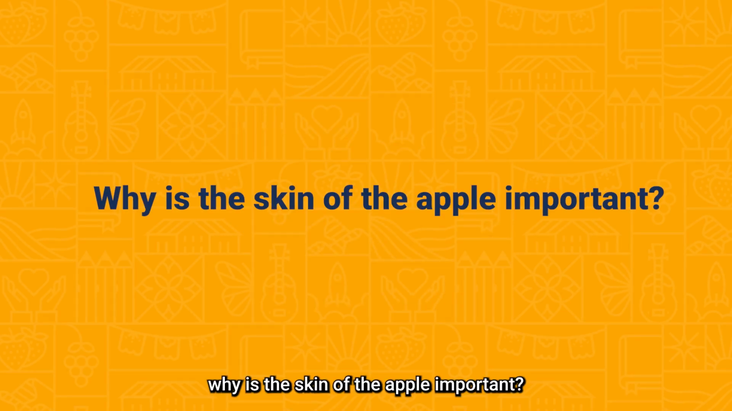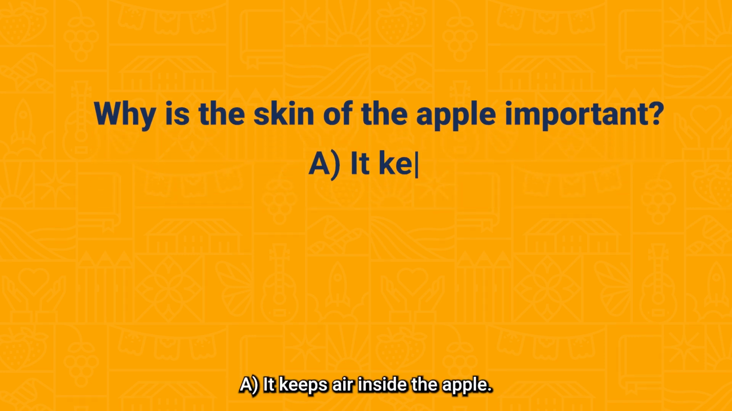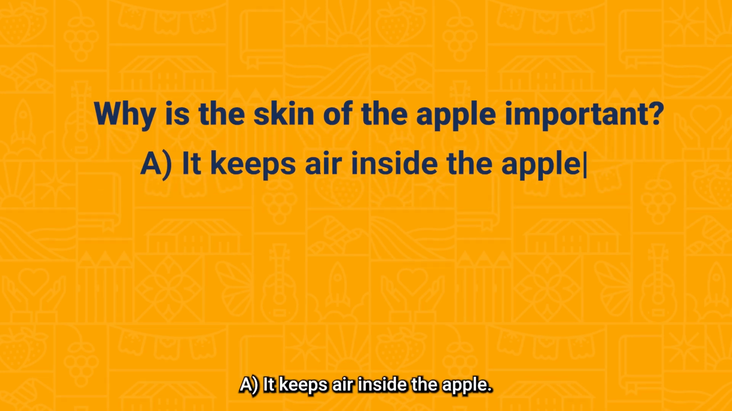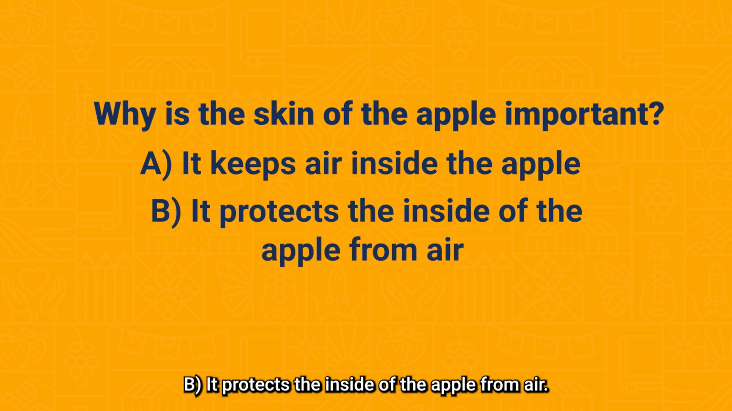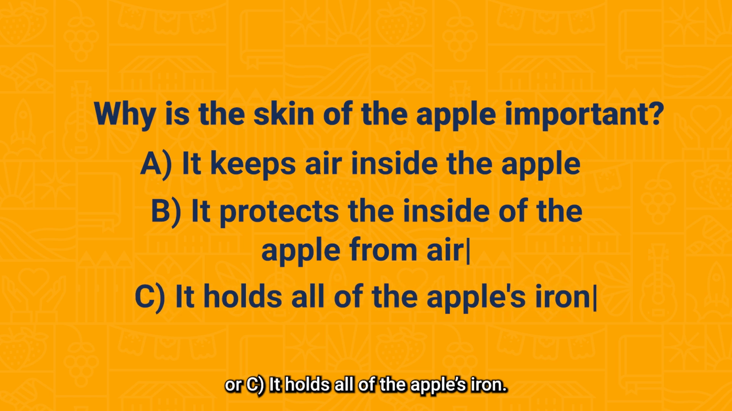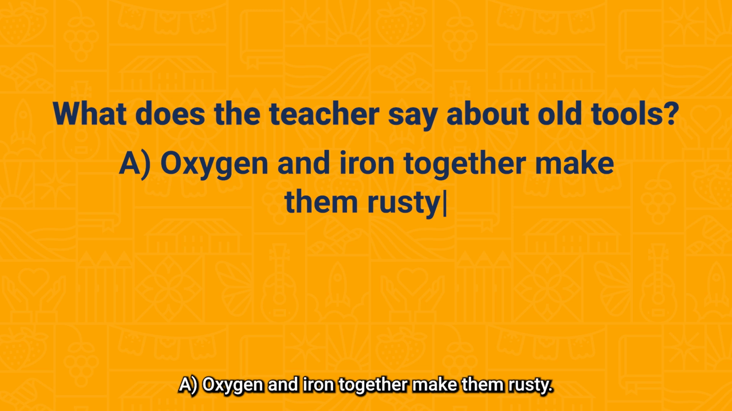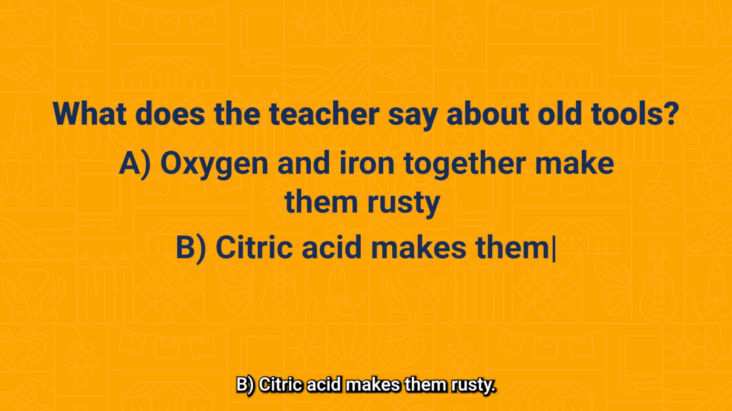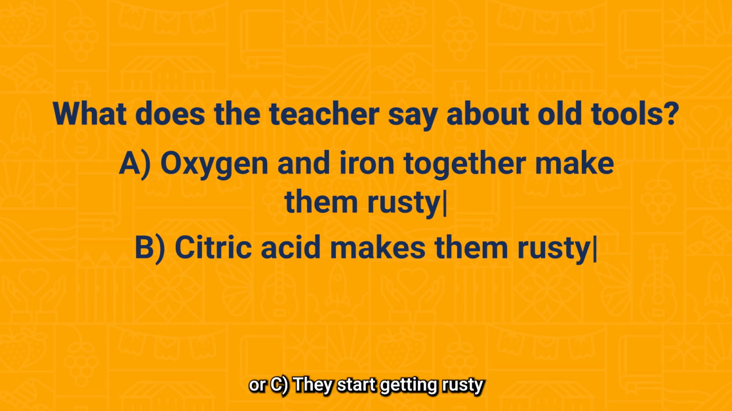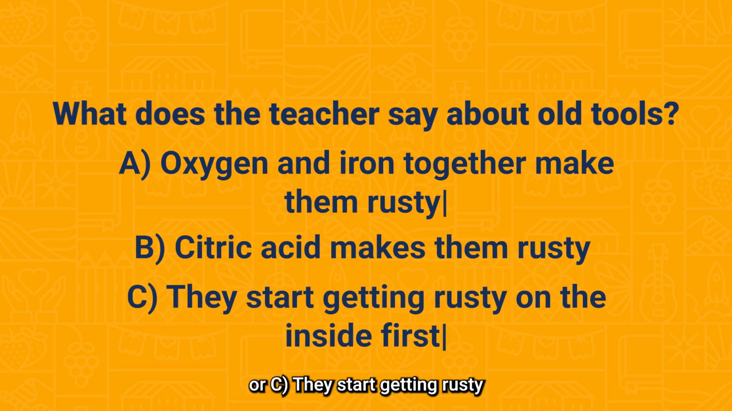Question 3. Why is the skin of the apple important? A. It keeps air inside the apple. B. It protects the inside of the apple from air. Or C. It holds all of the apple's iron. Question 4. What does the teacher say about old tools? A. Oxygen and iron together make them rusty. B. Citric acid makes them rusty. Or C. They start getting rusty on the inside first.